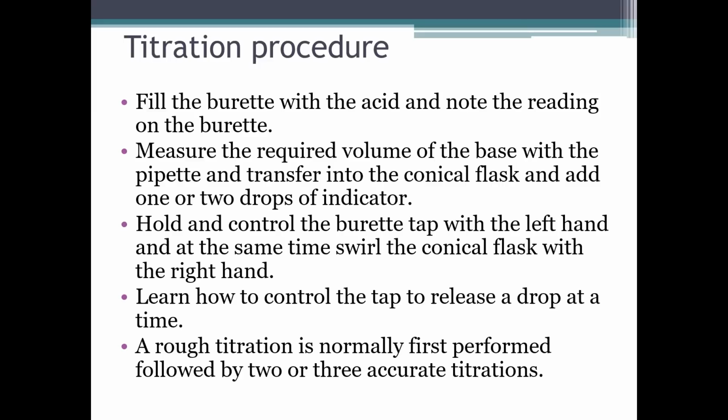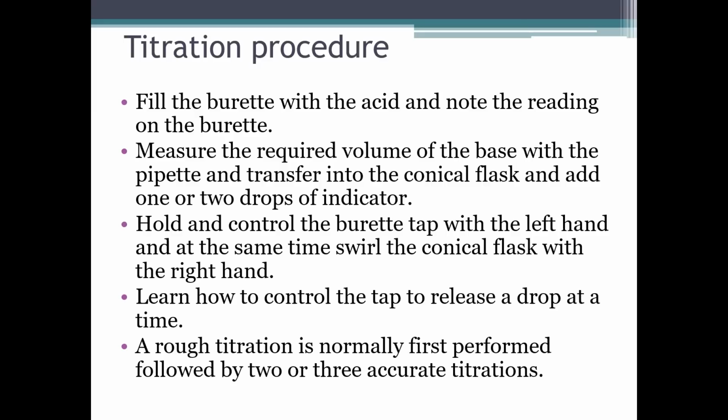Don't shake, don't blow it out. That gives you the required volume. Then you add about 2 drops of your indicator to the base in the conical flask, and you mix the contents. Now, when you've added your indicator to the base in the conical flask, you place your conical flask underneath the burette that is clamped on your clamp.